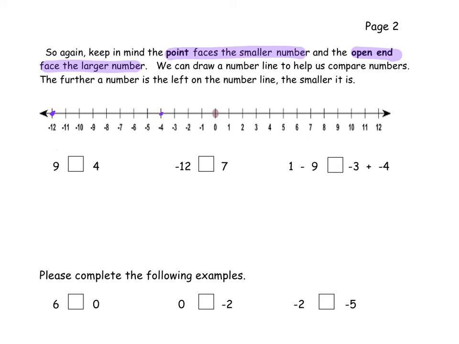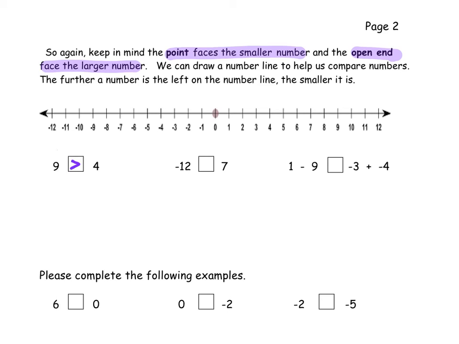So let's look at the examples below and see if we can place the correct inequality sign in the box. If I'm looking at this example, you may not need the number line for this, but I can see that 9, it's positive, is bigger than 4, or greater than 4. So I'm going to choose a symbol whose open end faces 9 and smaller point faces 4. So this would be read as 9 is greater than 4.